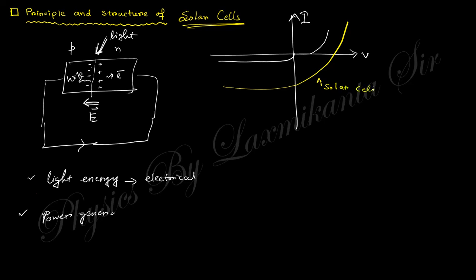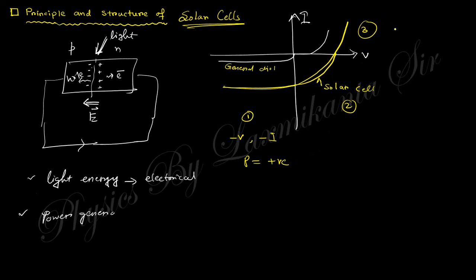This is for the solar cell, and this is for the general diode. Okay, so here you can say in this portion, that portion, and that portion: number one, number two, number three. In number one region, you can see negative potential and negative current, so power will be positive.